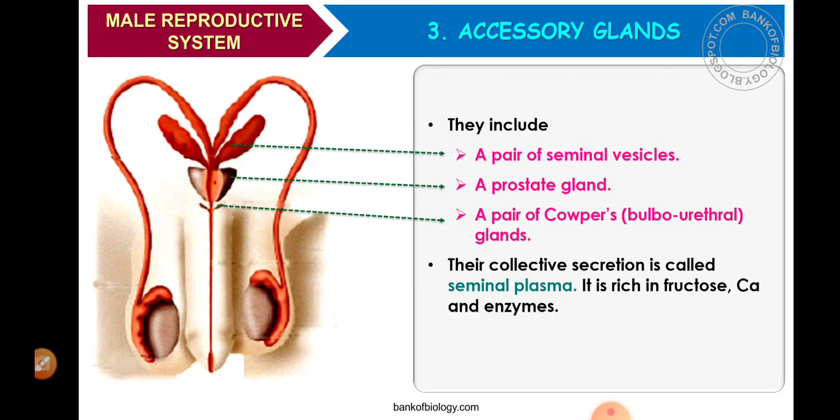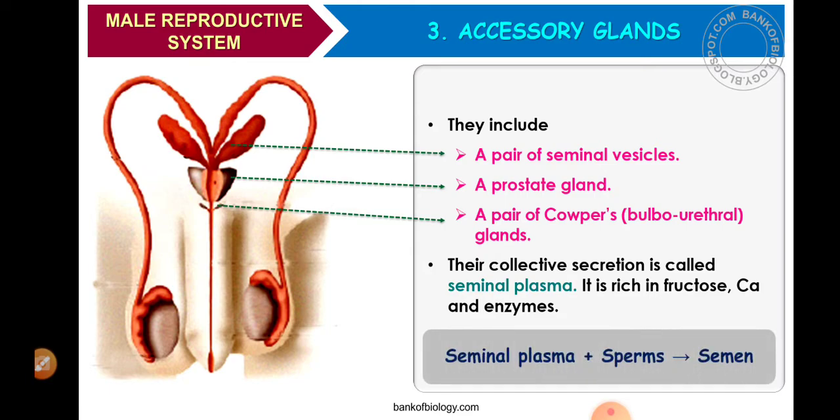The collective secretion of all these glands is known as seminal plasma. It is rich in fructose, calcium and enzymes which help to nourish and transport the sperm well. The seminal plasma and sperm together are known as semen.